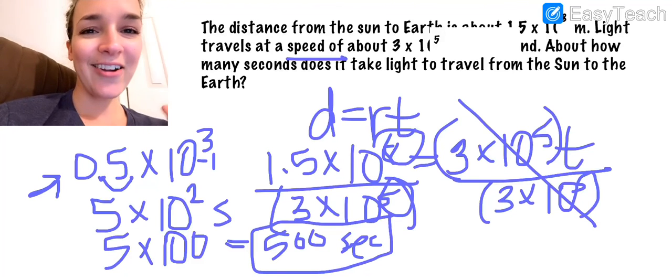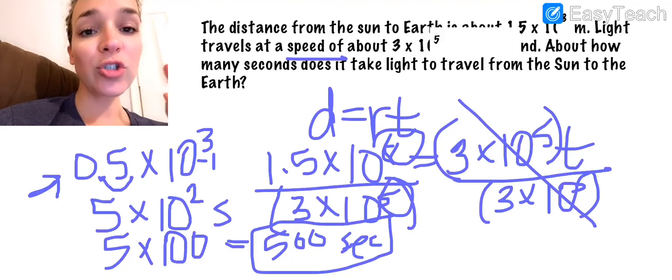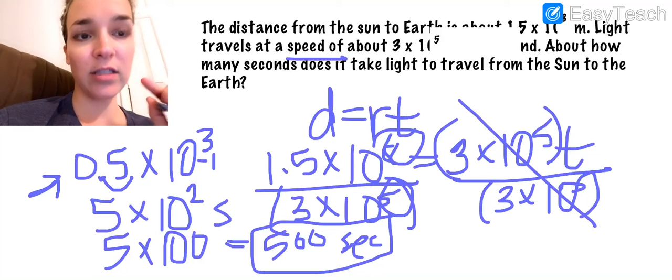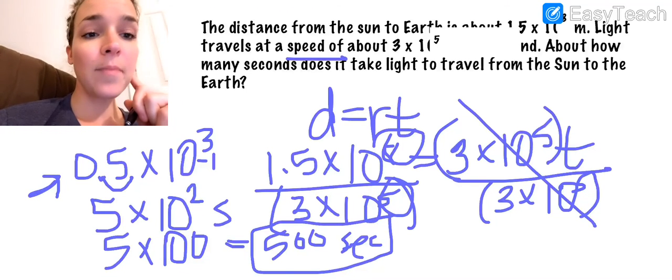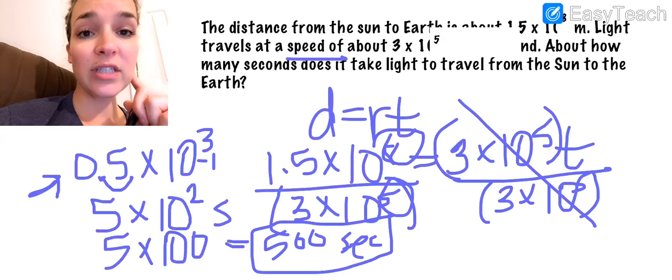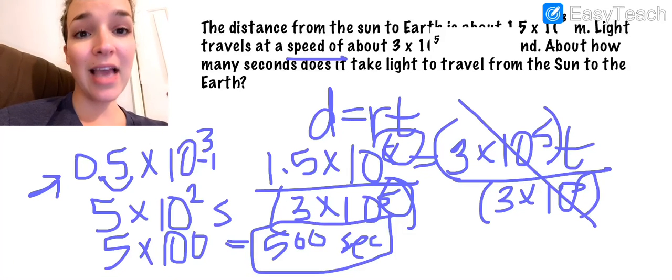Great job, guys. So just remember, when you are dividing scientific notation, you are subtracting your exponents. Do that carefully. Pay attention to your signs, and make sure that your answer is in scientific notation. And if it's not, shift that decimal and then make sure you adjust the exponent accordingly. Okay? You guys got it.